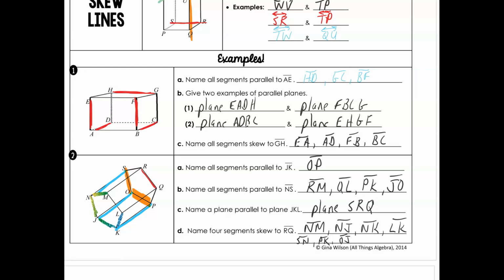You know what? I started to write them down, and then I realized that they're not skew because these 2 lines will eventually cross. So the lines are intersecting. They just don't intersect in the diagram, but they will eventually intersect. So we don't really want to call those 2 skew.